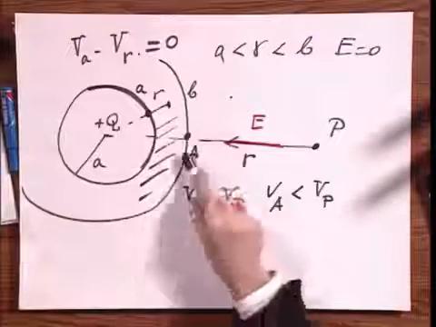When you're in doubt, you take a plus charge, you release it, it will move in a certain direction under the influence of the electric force. It always goes from a higher potential to a lower potential. Whereas a negative charge, so to speak, flows upstream. It goes from a lower potential to a higher potential. So you already see that VA must be lower than VP.